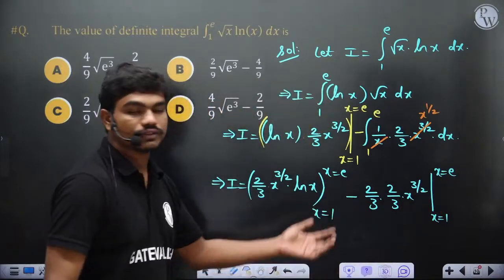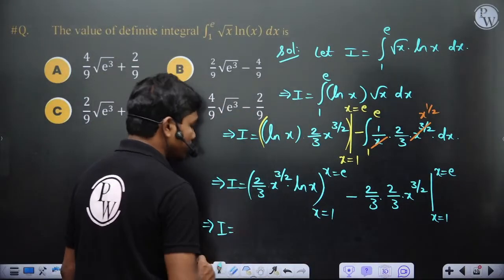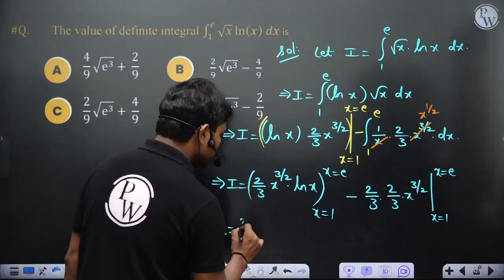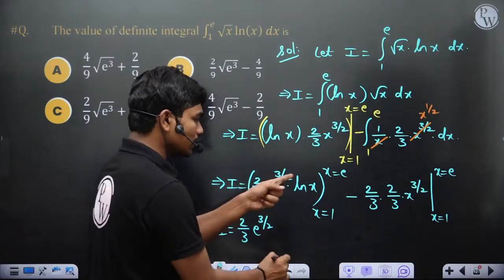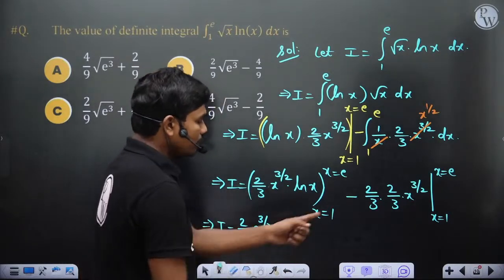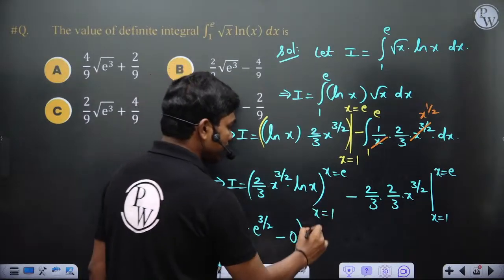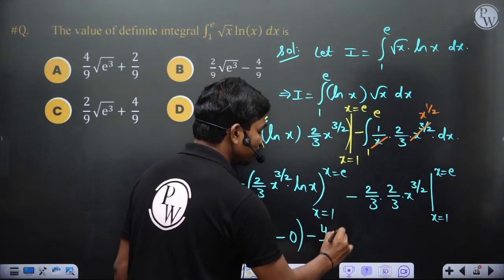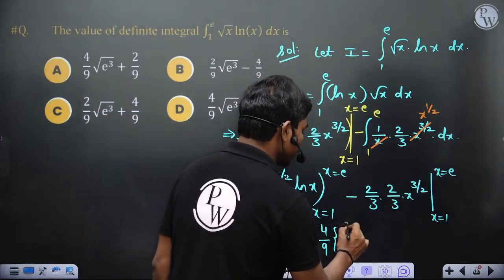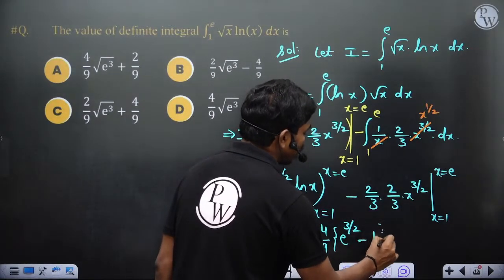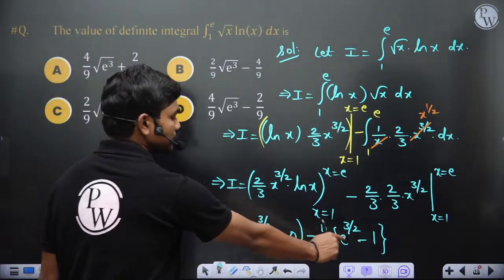So it is just by parts which you can solve easily. So if you simplify, let's see what you will get. I is equal to, if you replace e, it's 2/3 e power 3 by 2 ln e, which is 1, minus, when you put x equal to 1, this ln 1 will give you 0. So this is the first term. Then minus 4 by 9 times, if you simplify this, e power 3 by 2 minus 1, of course. So this is the value.